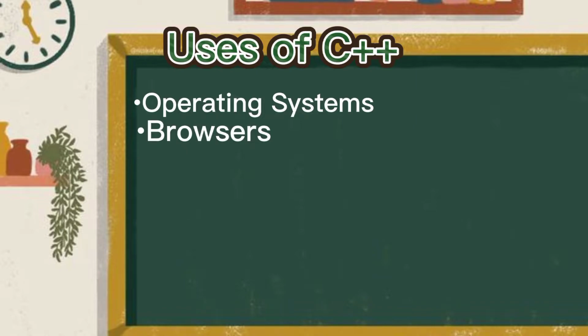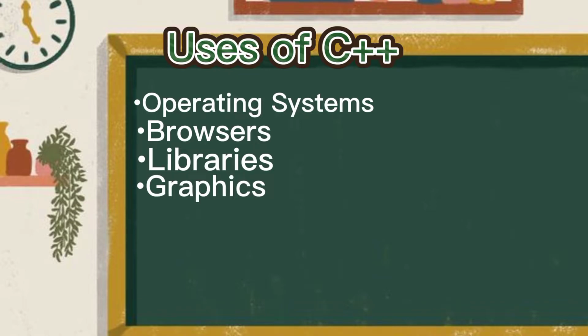Number 2, browsers. Browsers such as Google Chrome and Mozilla Firefox, particularly their rendering engines, are developed using C++ because of the speed it offers. Number 3, libraries. High-level libraries are also developed using C++. For machine learning libraries such as TensorFlow, C++ is particularly used in the backend because of its speed.